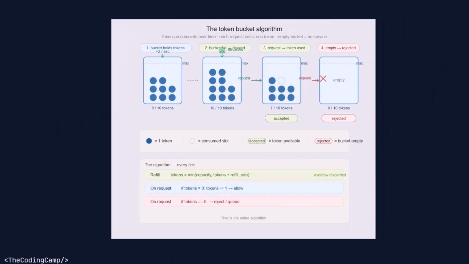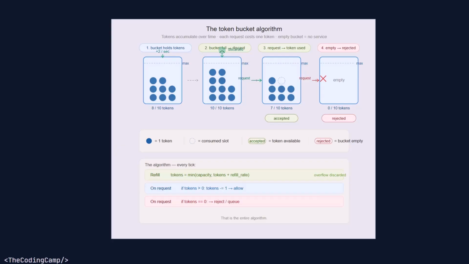Every fixed interval, let's say every second, a certain number of tokens are added to the bucket. There's a maximum capacity, so once the bucket is full, new tokens are simply discarded. Now, every time a client makes a request, it must consume 1 token from the bucket. If there is a token available, the request goes through and the token is removed. If the bucket is empty, the request is rejected or queued.